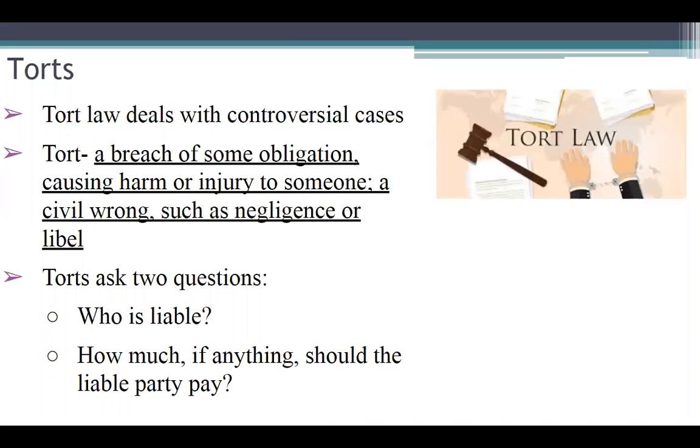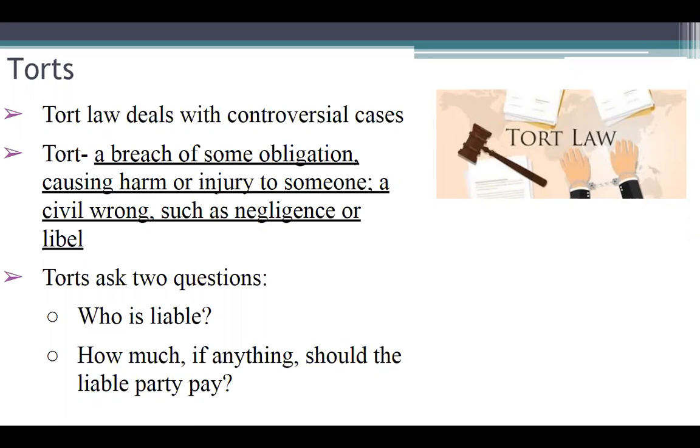Today we're going to be talking about civil law and specifically tort law. So what are torts? Well, tort law deals with very controversial cases, and basically these are situations between two or more people where there is a breach of some obligation, right? This basically is a case where someone has caused harm or injury to another person, right? And so we're going to dive deep into all the different types of torts.